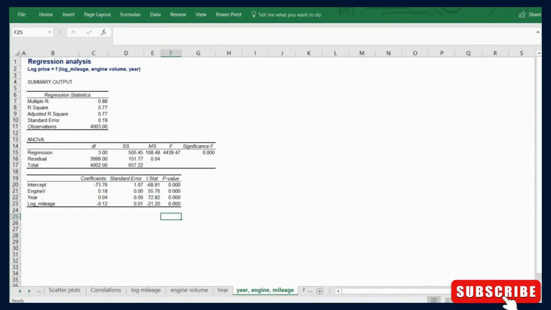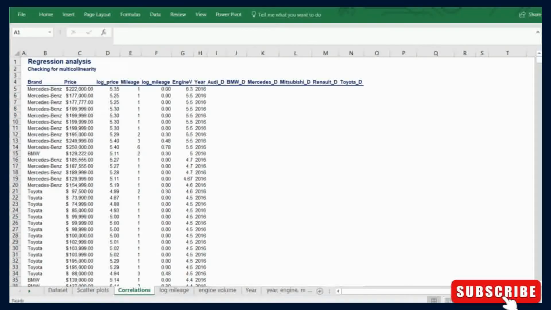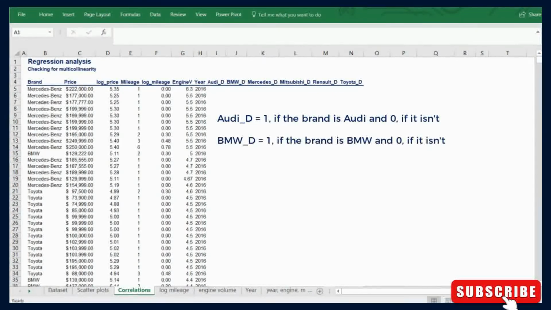To conclude the example, we would like to include the brand in the regression. There are 7 brands: Audi, BMW, Mercedes, Mitsubishi, Renault, Toyota, and Volkswagen. This is categorical data. In order to include it in the regression, we have to create dummy variables. Audi dummy would be 1 if the brand is Audi, and 0 if it is not. BMW dummy would be 1 if the brand is BMW, and 0 if it is not, and so on.